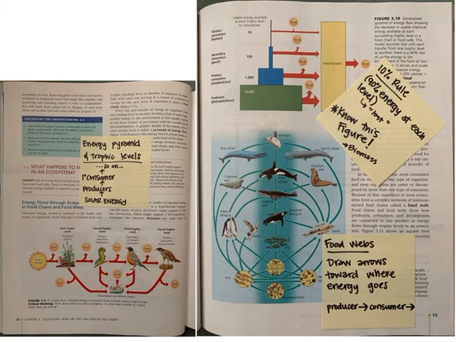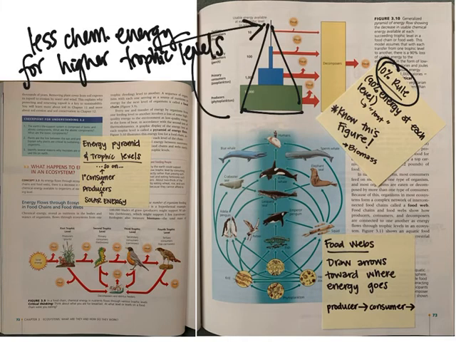On this next page, we are taking a look at the 10% rule. If you look at this figure over here, we can organize this energy transfer into this pyramid type of diagram. And this pyramid shows the flow of energy in a system. We see that 90% of usable energy is lost with each transfer. So that means that only 10% is transferred to the next level, and there's less chemical energy for these higher trophic levels.